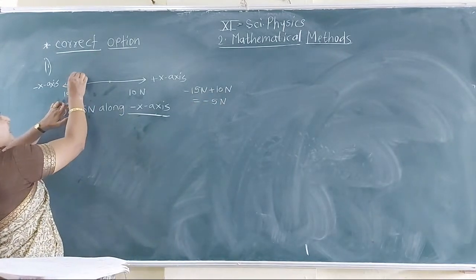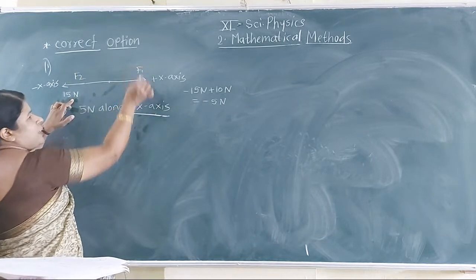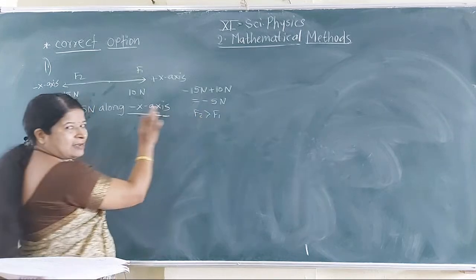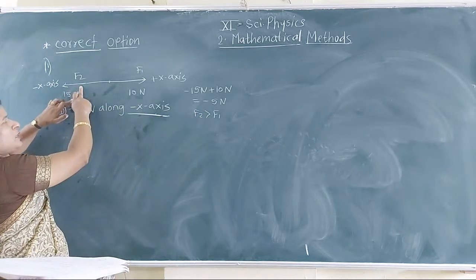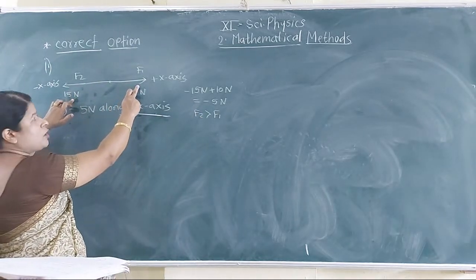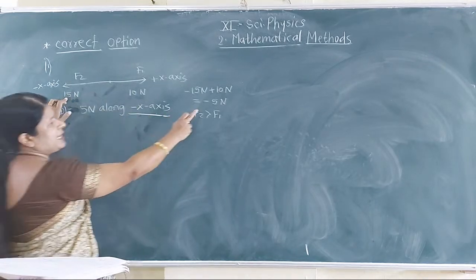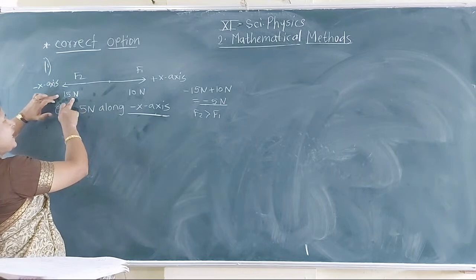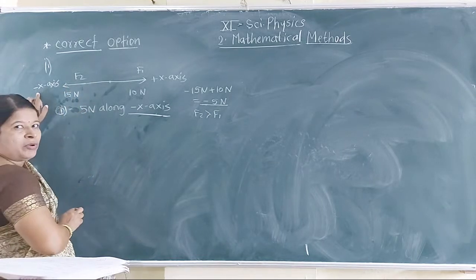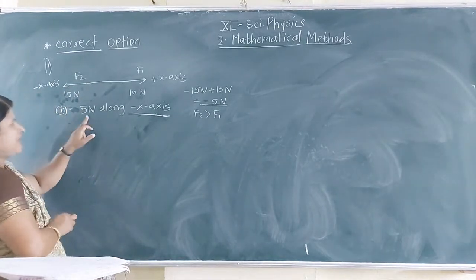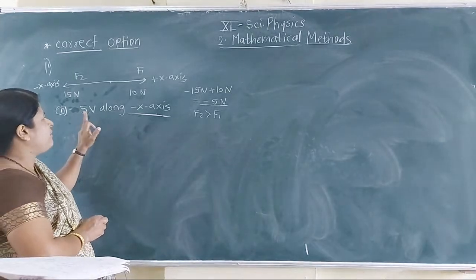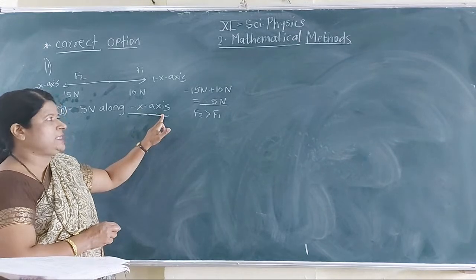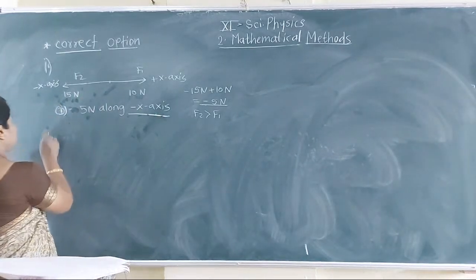If this is F2 and this is F1, then F2 is greater than F1, that means the negative force is greater than the positive force. Therefore, we get minus 5 Newton. That means our resultant is along the negative x-axis. Therefore, our answer is 5 Newton along the negative x-axis. This is the first MCQ.